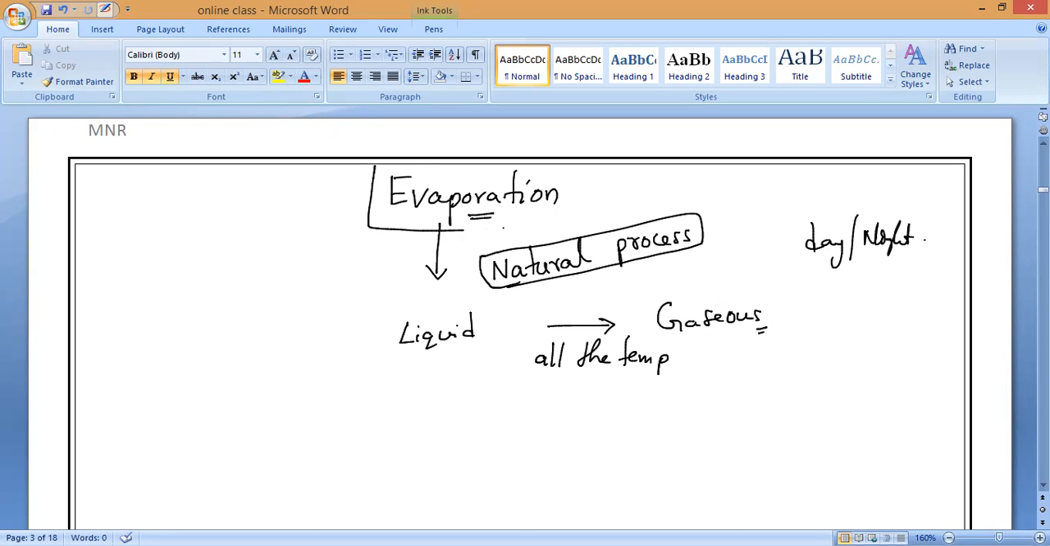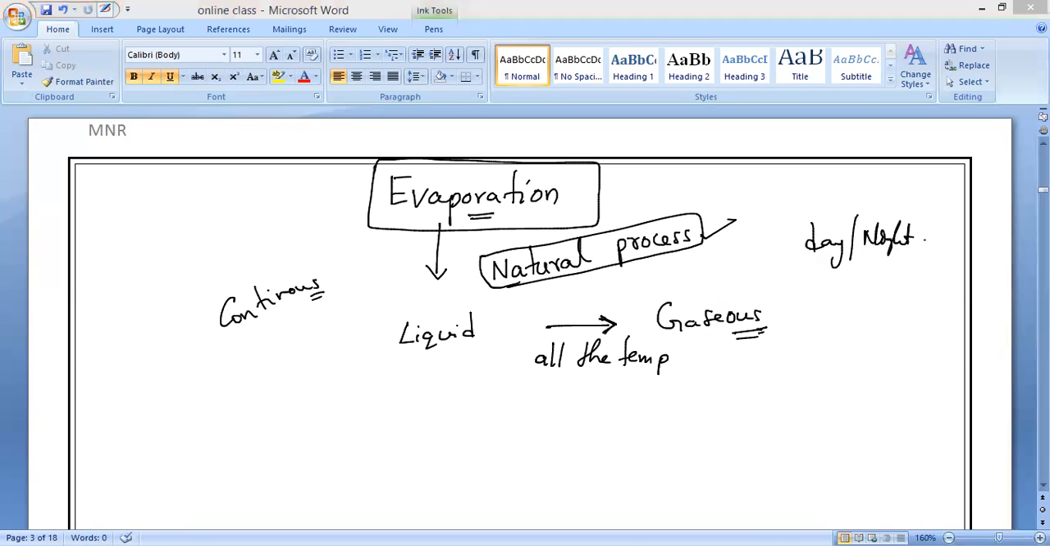So that is the process we call evaporation. So is evaporation a short process or a continuous process? It is a continuous process. So continuously some amount of liquid is evaporated into gaseous state. That is why we call it a natural process. It is taking place naturally, and we call it evaporation. So as we know, this process of liquid changing into vapor, even below its boiling point, is what we call evaporation.